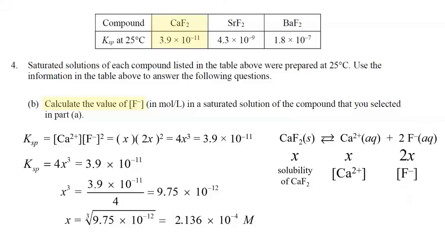And depending on how you rounded your final answer, you might have gotten possibly 4.28 times 10 to the negative 4, or maybe just 4.2 times 10 to the negative 4 moles per liter. So that is the answer to part B, the concentration of fluoride. In question 4, all 3 compounds that were being compared had the same 1:2 molar ratio between cations and anions. In question 5, that's not going to be the case. Let's take a look at question 5.